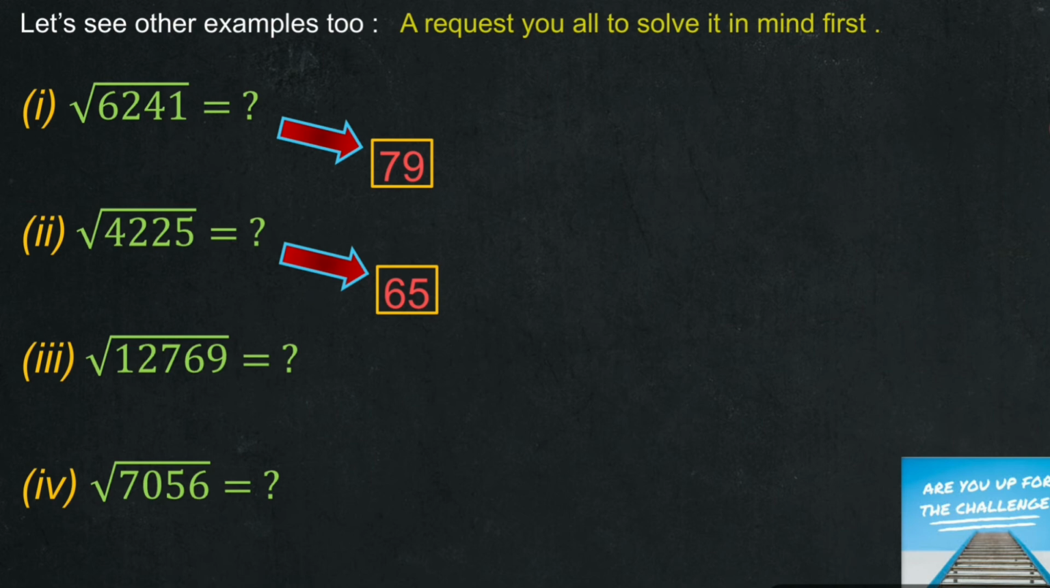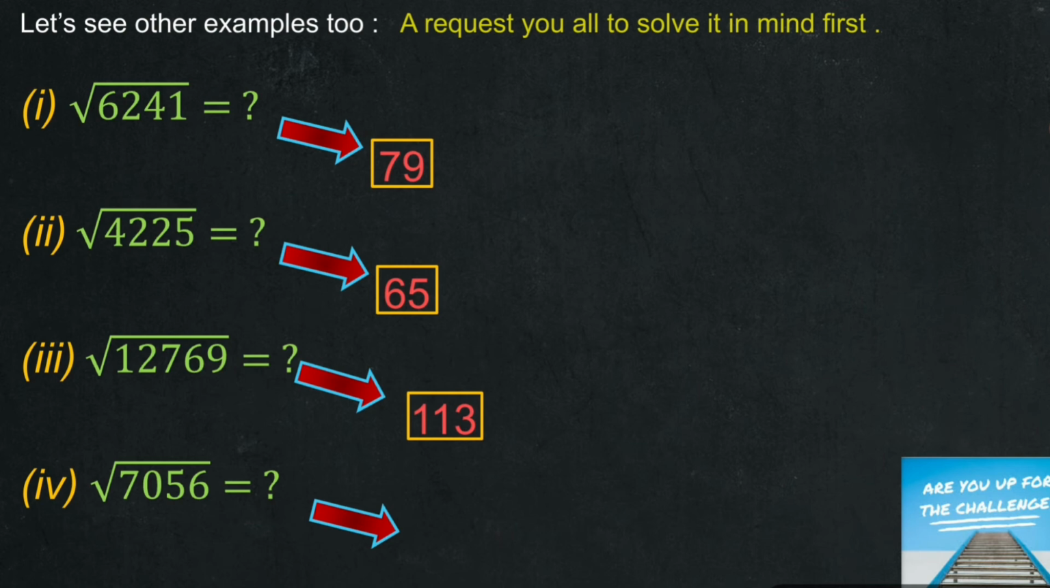Alright, next question is 12769. 12769 ending with 9, that means 3 or 7. 127, that means 11 square, 121. 1 into 12 is 132, which is greater, that means 113 should be our answer. Yes.